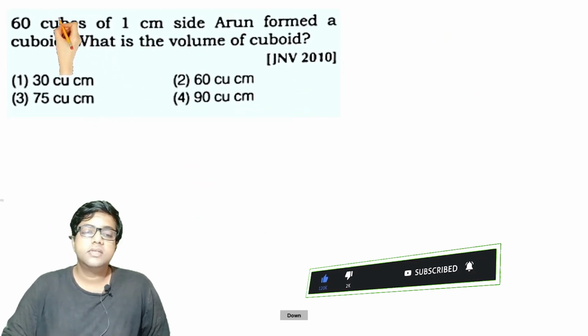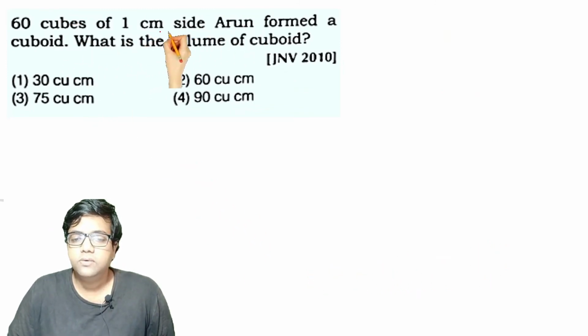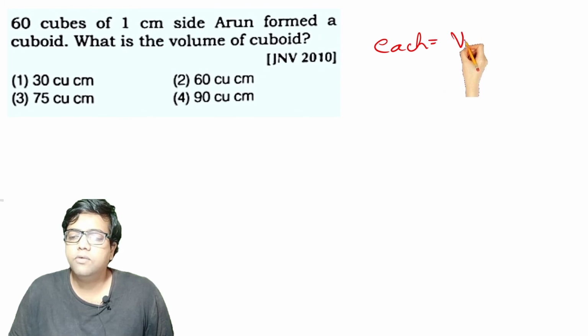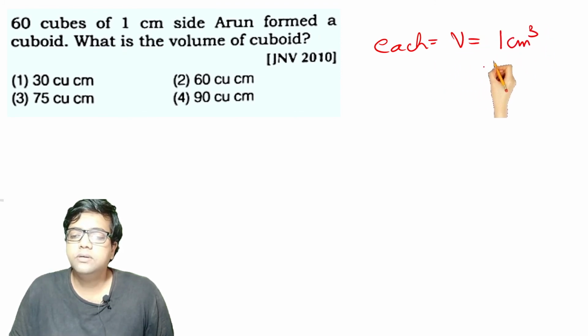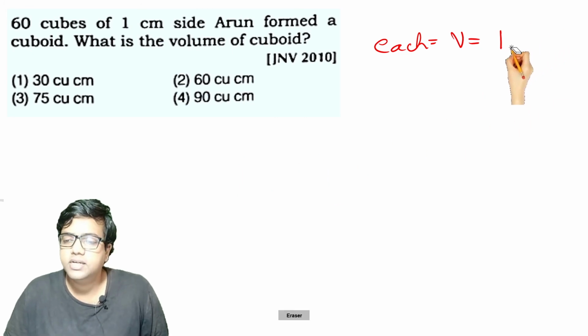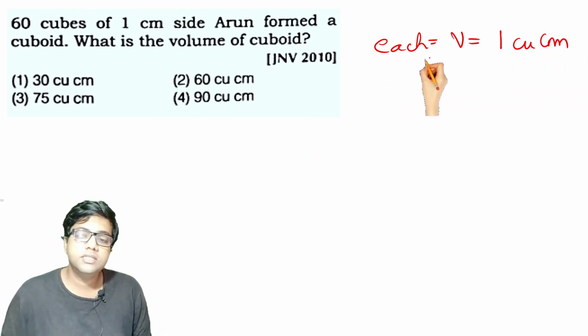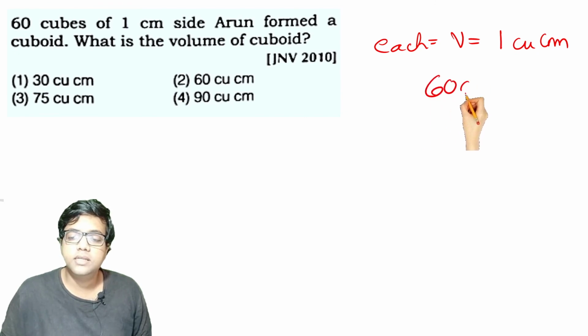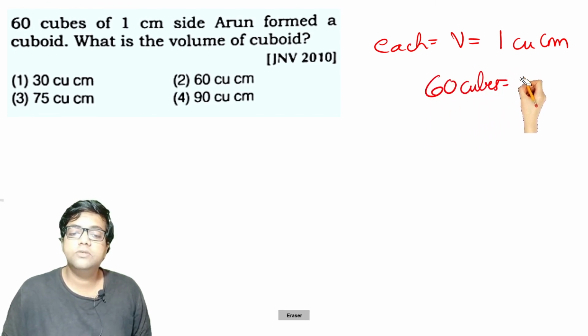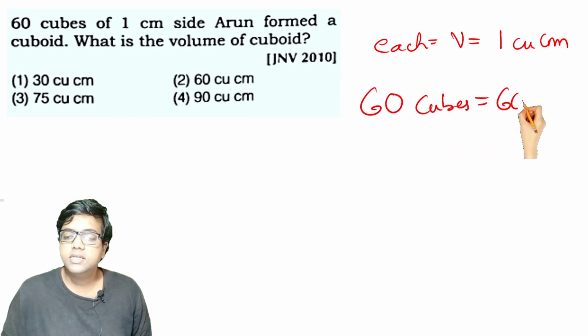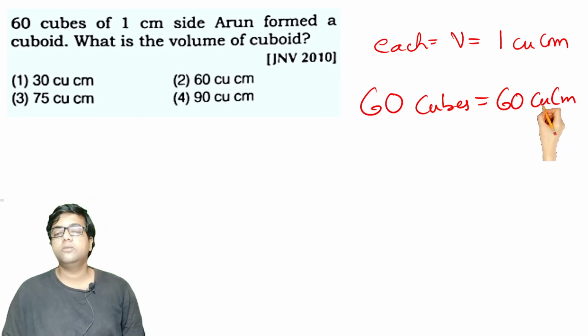All right. 60 cubes of 1 centimeter side are formed into a cuboid. So there are 60 cubes of 1 centimeter each. For each cube, what will be the volume? 1 centimeter cube, or 1 cubic centimeter. So this is going to be the volume of each cube. And there are 60 such cubes. Then what will be its volume? 60 cubic centimeter. This is going to be its volume.